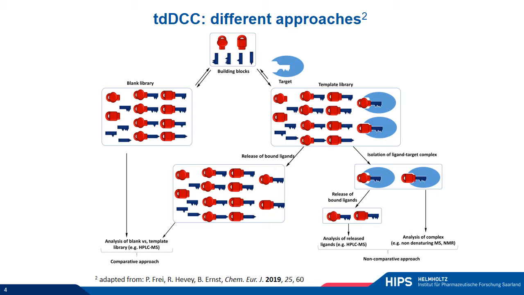Another approach of DCC is non-comparative, in which the hits can be analyzed in complex with the target or after being released from the target. There are different techniques that can be used to analyze these DCLs, which quite commonly include LCMS or size exclusion LCMS and NMR spectroscopy. And in some cases for complex studies, X-ray crystallography was also used.